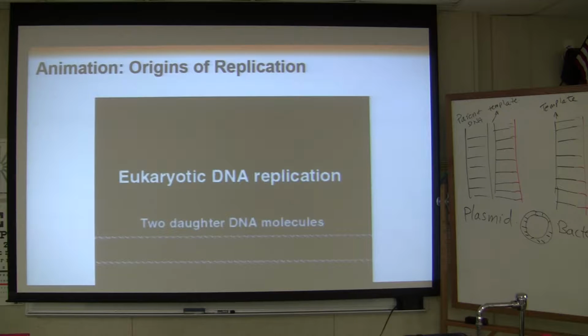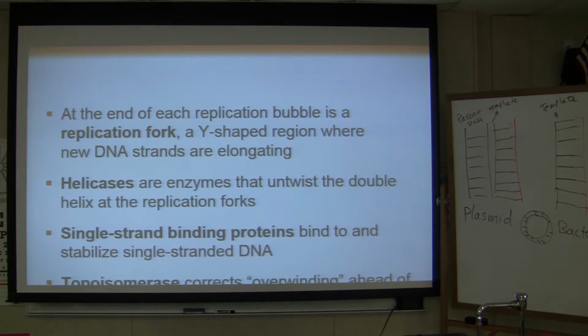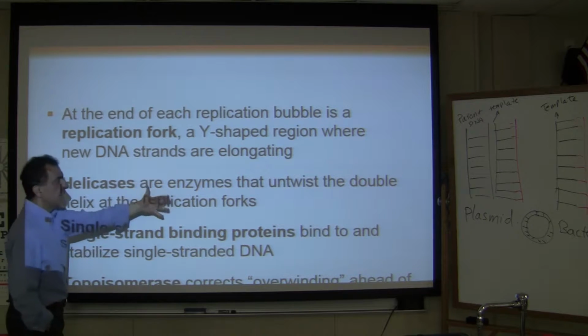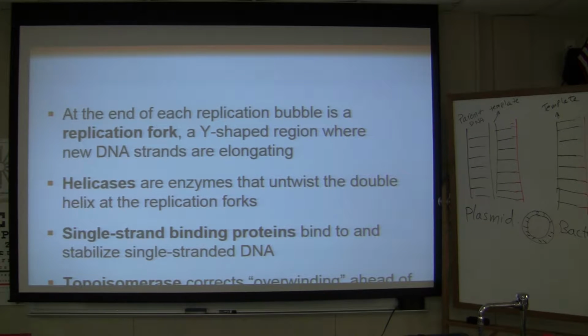Okay? Same thing I said. At the end of each replication bubble is a replication fork, a Y-shaped region where new DNA strands are elongating. Helicase, I'm going through that list now. Helicase ends with -ase, which means what? Enzymes. Helicases are enzymes that untwist the double helix at the replication fork.